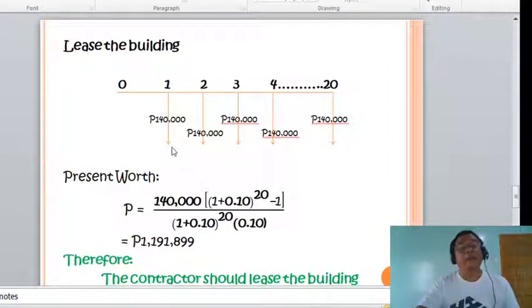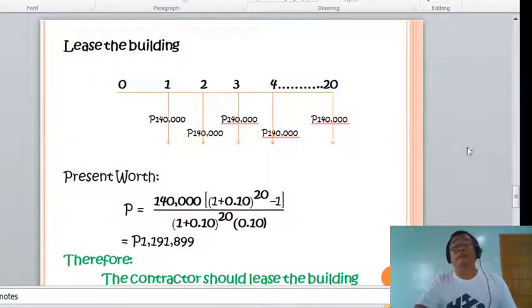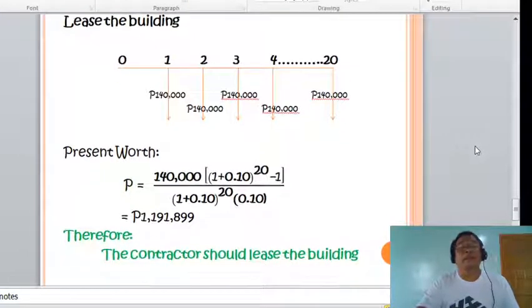Okay, so therefore, the conclusion now is the contractor should lease the building, for 140,000 yearly up to the 20th year. Okay?